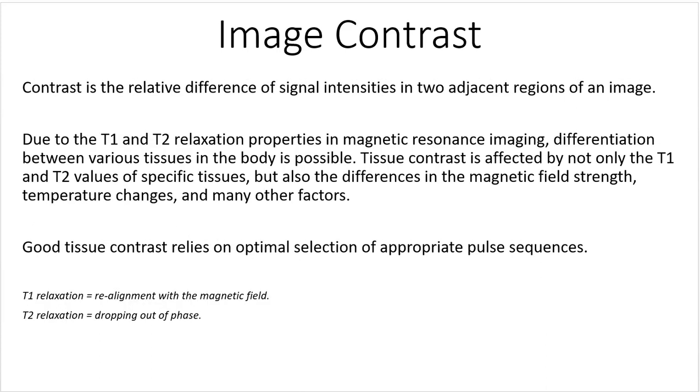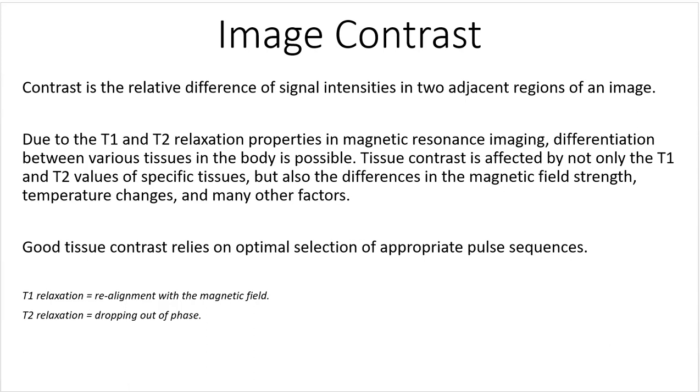Image contrast. Contrast is the relative difference of signal intensities in 2 adjacent regions of an image. Due to the T1 and T2 relaxation properties in magnetic resonance imaging, differentiation between various tissues in the body is possible. Tissue contrast is affected not only by the T1 and T2 values of specific tissues, but also the factors in the magnetic field strength, temperature change, and many other factors.